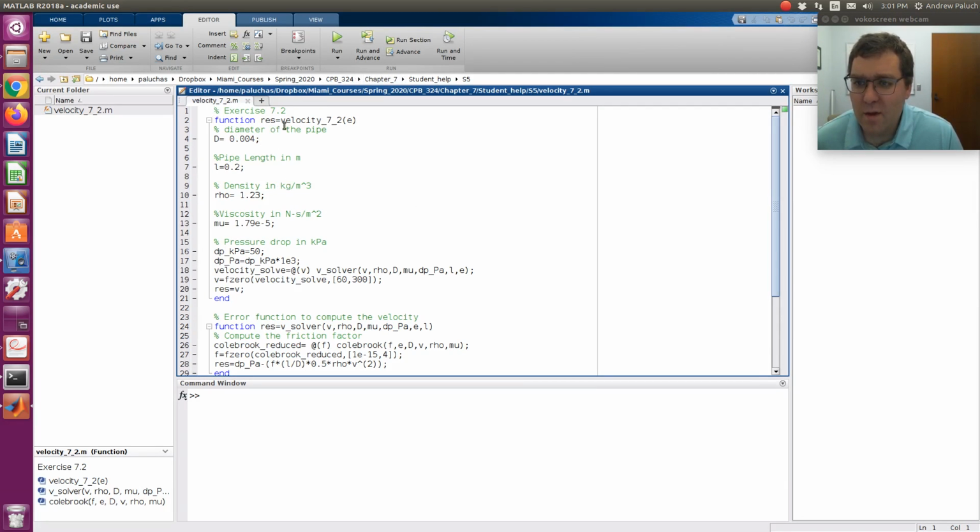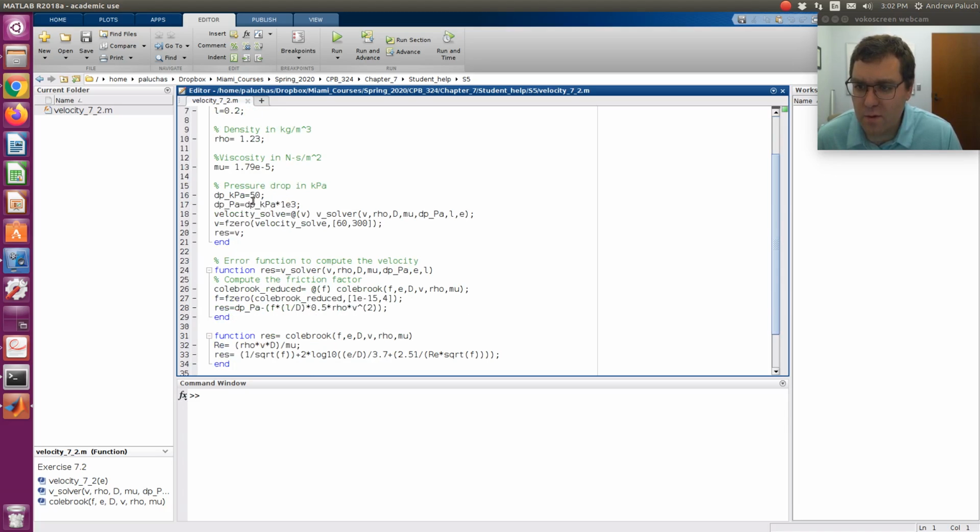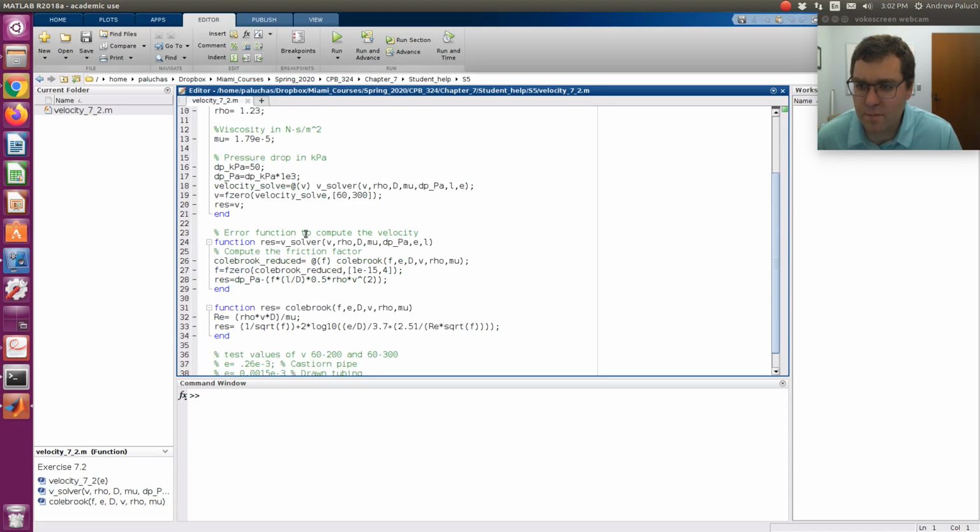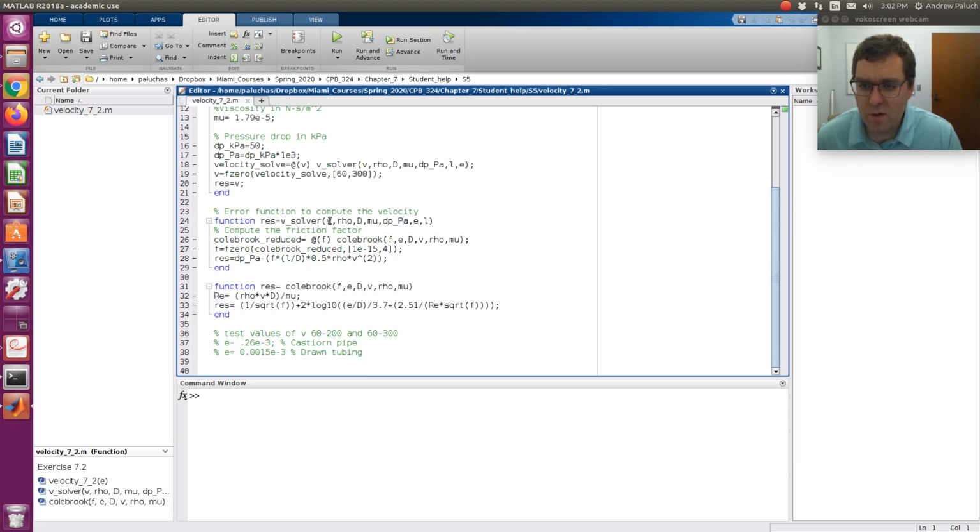Okay, so let's see. We have a velocity function that takes the pipe roughness as an input. Units aren't clear, but let's see if we can make sense of that. Diameter, I guess must be in meters, right? Because it's 4 millimeters. L, rho, mu. Pressure drop, so in kilopascals converted to pascals. Velocity solver. This is good, so they're using an anonymous function, so that the function I'll use in F0 only takes V as an input. That's good. So if you look at V solver, it has, in addition to V, rho, d, mu, dp in pascals. A nice notation. E and L.